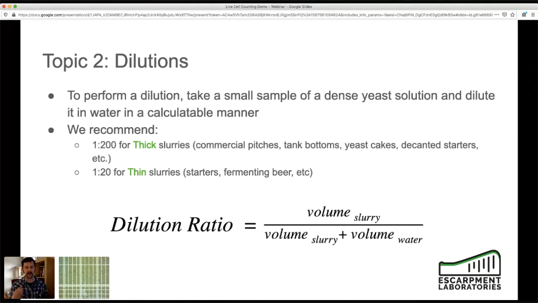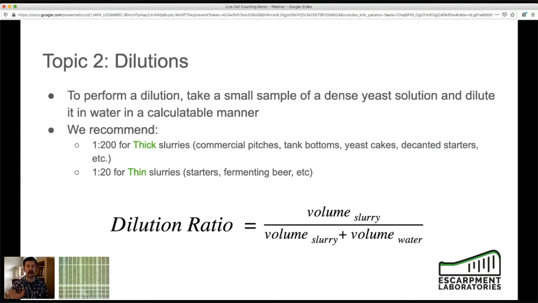So for the stuff we're working with, our harvests and our off airs, as we call them, so yeast in suspension in tank, we'll do 1 in 200 for a thick slurry. That's a harvest for us, but that can be a commercial pitch, the bottom of a tank, a yeast cake for a home brewer, or a decanted starter. And then a thin slurry will be a 1 in 20 dilution.